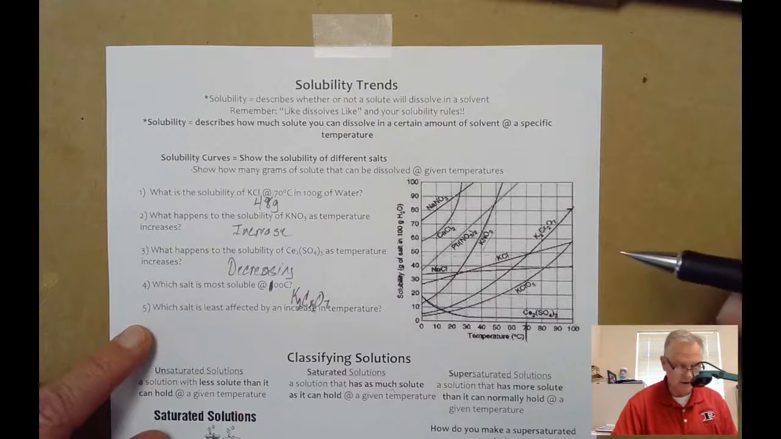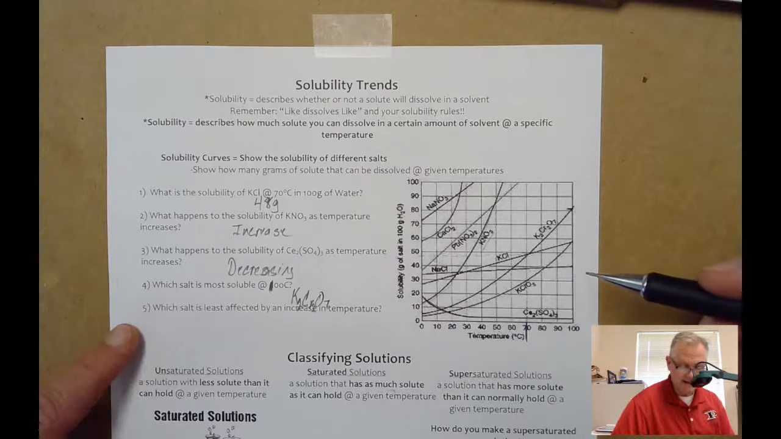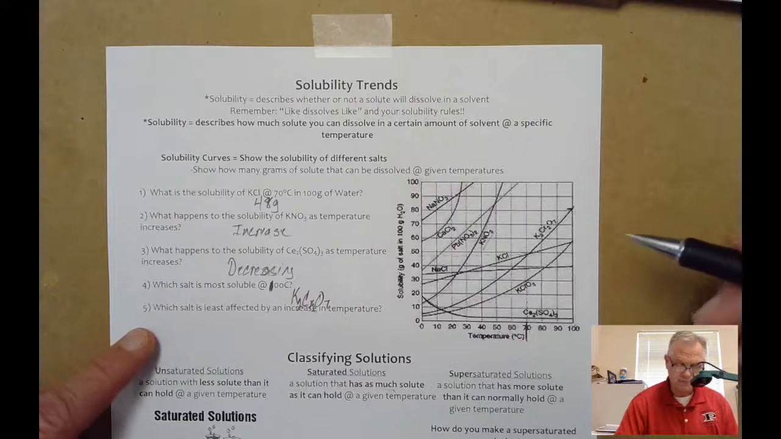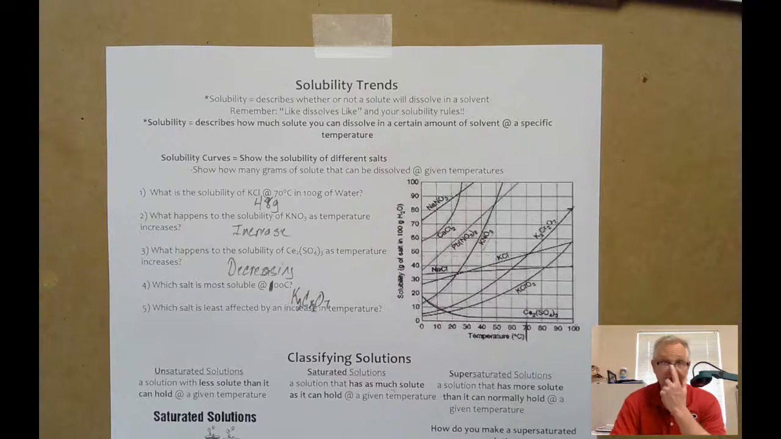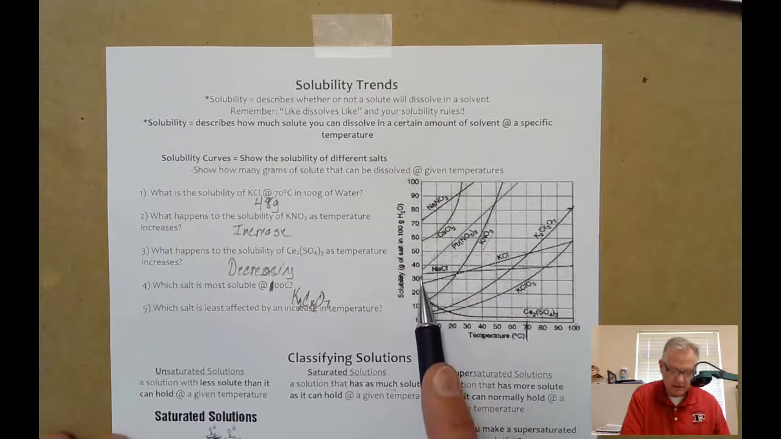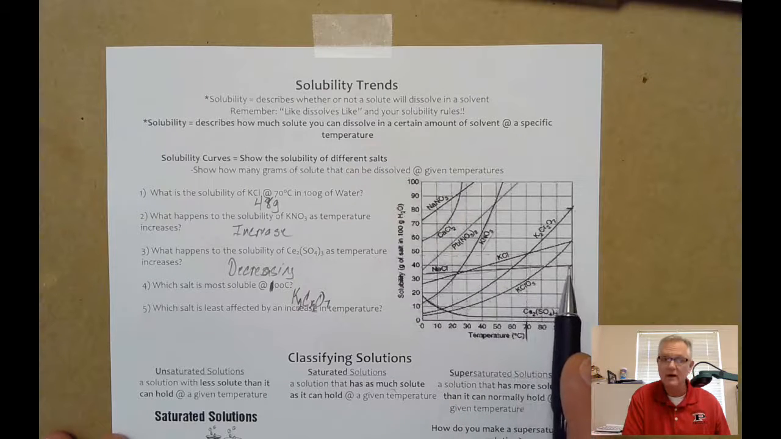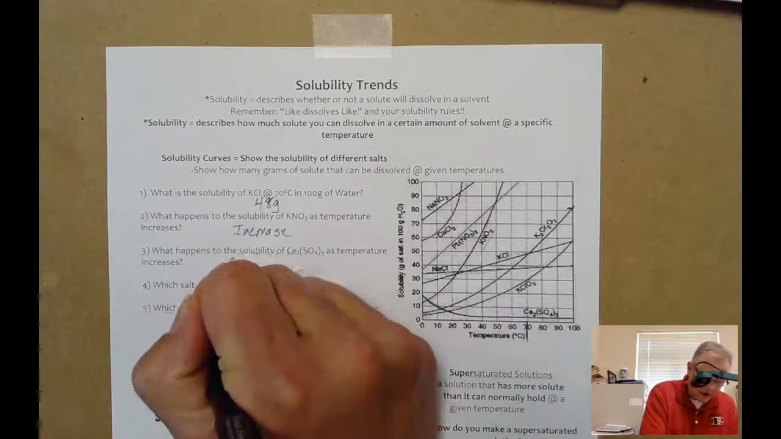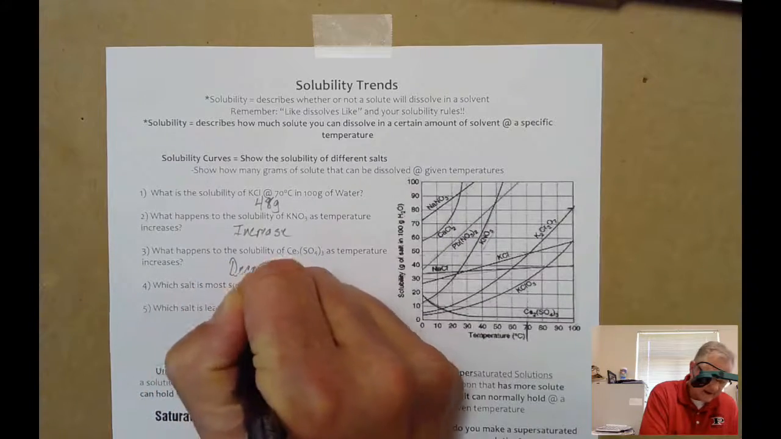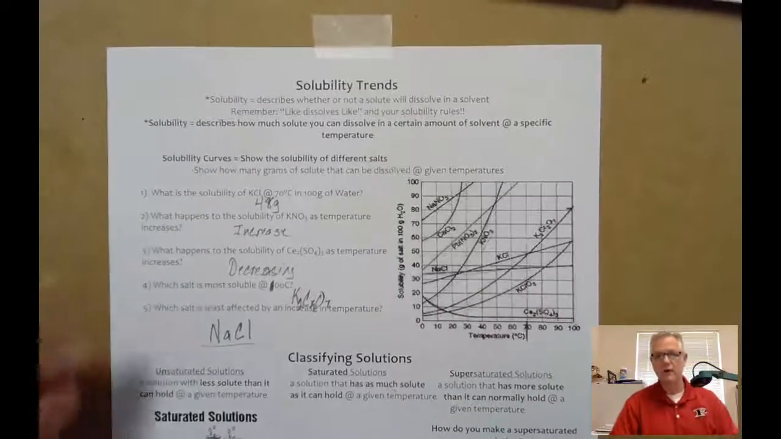It says, which salt is least soluble as we have an increase in temperature? So least soluble, guys, is going to be the one that has the least change in its slope. So if I look at this line right here, you can see that it's not perfectly flat. It does increase a little bit, but not a whole lot. So when I look at that particular compound, it is NaCl. And that is going to be those 3 questions.